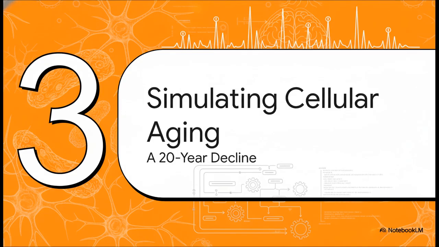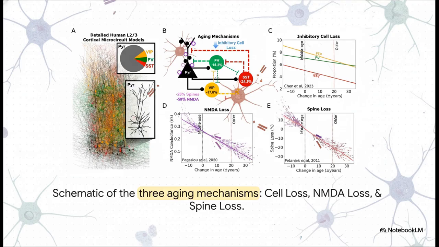So with this baseline model established, the study then simulated a 20-year span of aging, taking the circuit from an approximate age of 50 to 70. They did this by integrating 3 principal aging mechanisms into the model, all of which were derived directly from quantitative human experimental data. This schematic shows the 3 mechanisms they implemented. First, a loss of specific inhibitory interneurons. Second, a loss of N-methyl-D-aspartate, or NMDA, receptors on pyramidal neurons. And third, a loss of dendritic spines, which are the postsynaptic sites for most excitatory synapses.